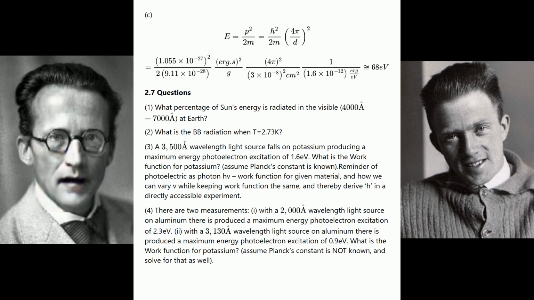Reminder of the photoelectric effect: the photon has energy h nu, there is a work function for a given material, and we can vary nu while keeping the work function the same, and thereby derive h in a directly accessible experiment. 4. There are two measurements. 1. With a 2,000 A wavelength light source on aluminum, there is produced a maximum energy photoelectron excitation of 2.3 electron volts. 2. With a 3,130 A wavelength light source on aluminum, there is produced a maximum energy photoelectron excitation of 0.9 electron volts. What is the work function for potassium? Assume Planck's constant is not known, and solve for that as well.